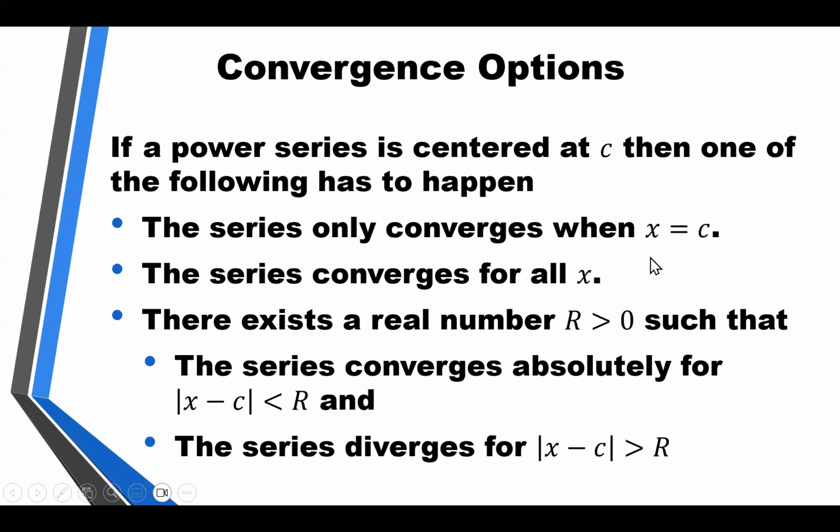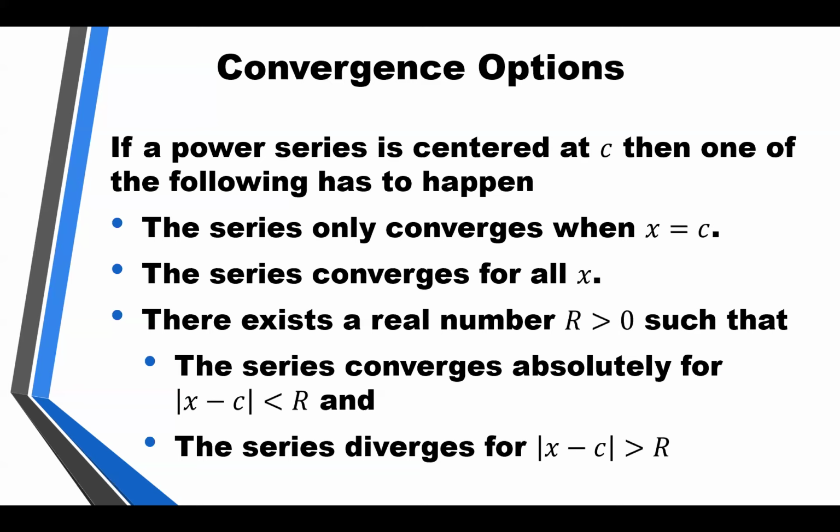And then the third option is the one that's probably the trickiest. The third option says there exists a real number such that the series converges absolutely when x minus c in absolute value is less than that real number, and the series diverges when the absolute value of x minus c is greater than that real number. Notice at the equal to the real number, sometimes it can converge, sometimes it can diverge.